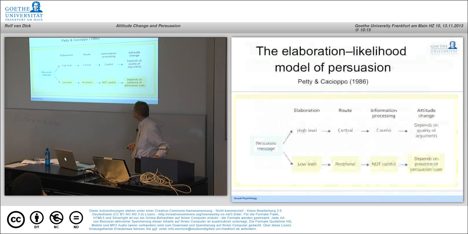So this basically is the elaboration likelihood model by Petty and Cacioppo. We receive a persuasive message, and depending on the circumstances, we either use the central or the peripheral route of communication. When we use the central route, we have a high level of elaboration. We process the information very carefully. And depending on the quality of the arguments, our attitude change will be long-lasting. When we process the information on the peripheral route, our elaboration level is low, we are not carefully processing the information, and here our level of attitude change depends on the presence of persuasion cues.